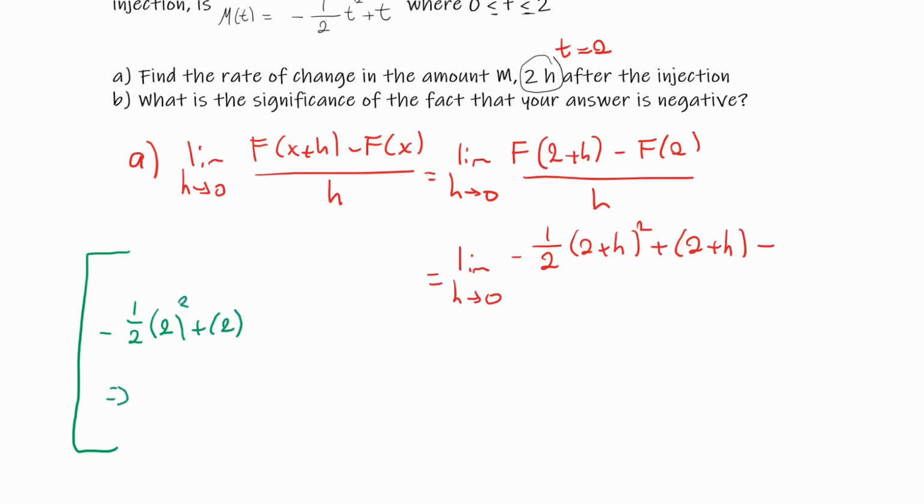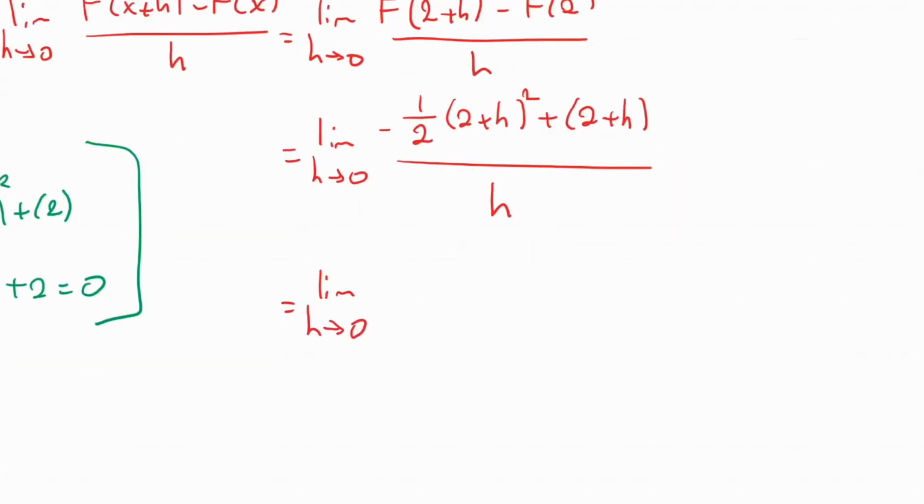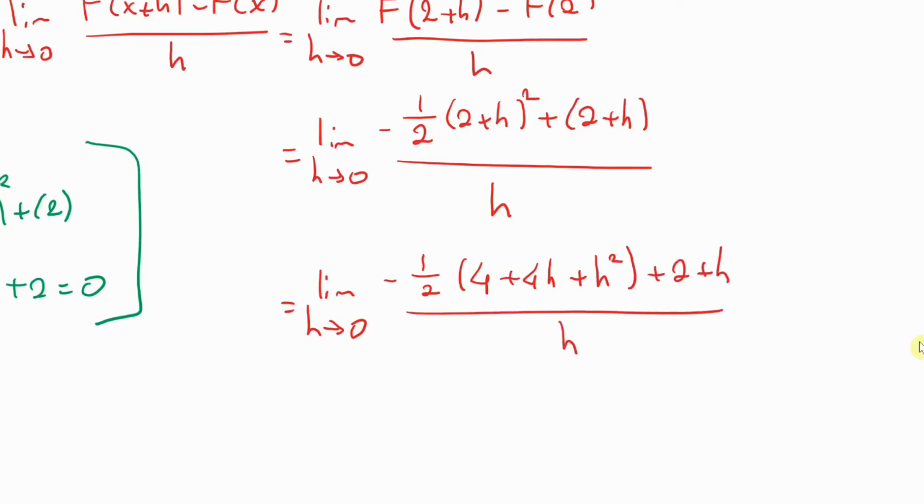From here, I know 2 squared is 4. 4 times -1/2 is going to equal -2, and then plus 2 is going to equal 0. Even now, I know I don't need to put anything, so I'm just going to erase this over h. From here, I'm going to expand (2 plus h) squared, so I have -1/2 times (4, so 2 times 2 is 4, 2 times h, and then another 2 times h, which when I add it up comes to plus 4h, and then h times h is h squared), and then plus 2 plus h, over h.